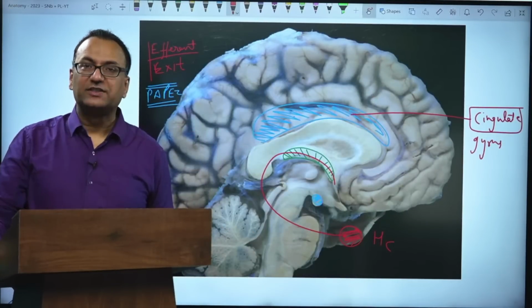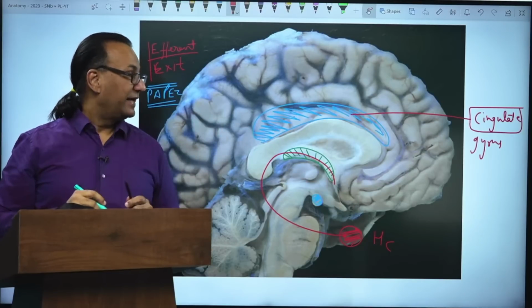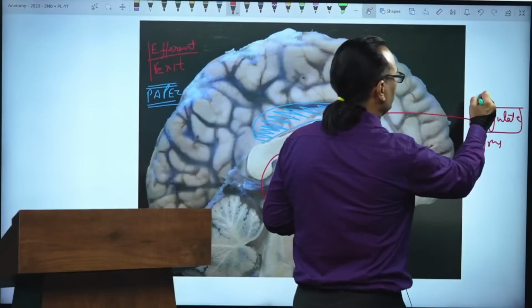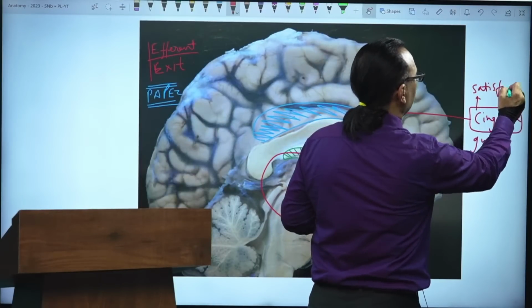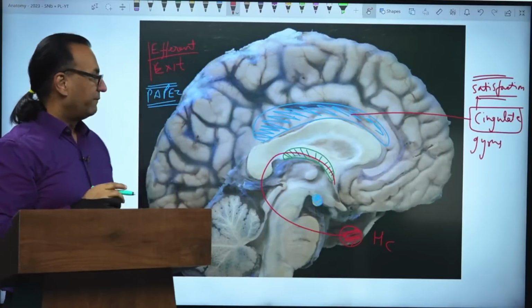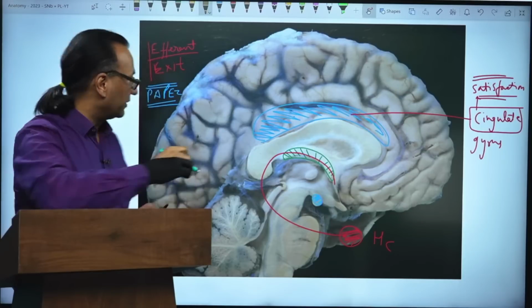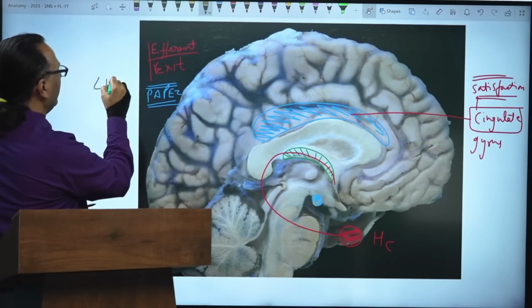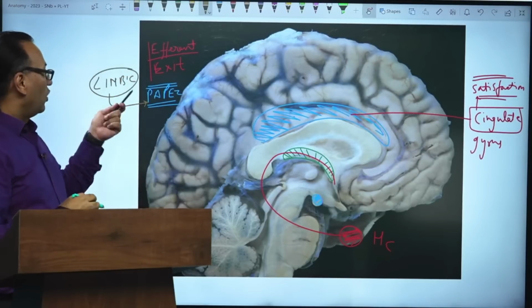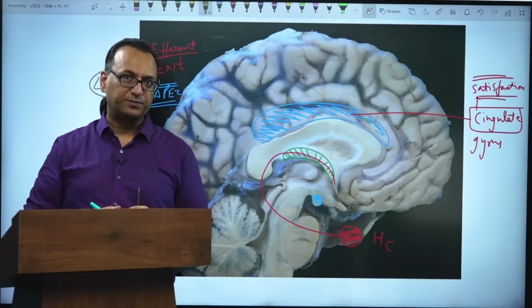There can be many functions. It is a part of cerebrum, basically. But one thing is satisfaction. So cingulate gyrus is related with satisfaction. What kind of satisfaction? See, satisfaction could be anything, but since you are talking about Papez circuit, it is the limbic system. And you tell me, what is the purpose of limbic system? So there is one limbic system. In limbic system there is a Papez circuit. What is the purpose of Papez circuit? What is the purpose of cingulate gyrus?